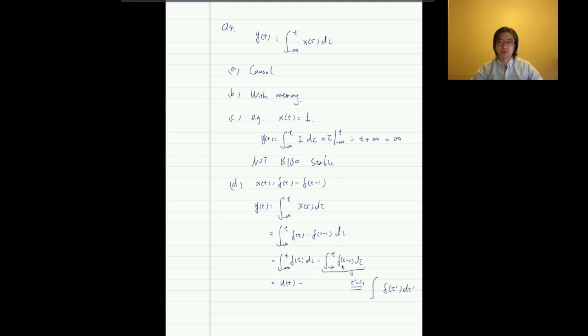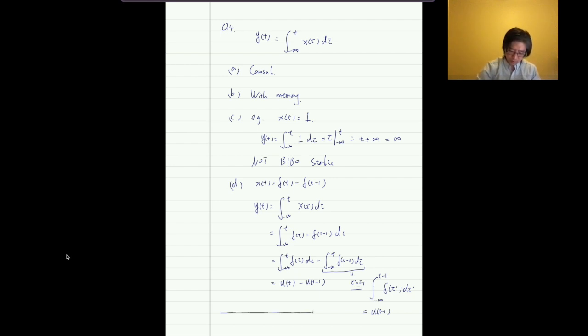Before, tau was from negative infinity to t. So how about tau prime? Tau prime is again from negative infinity. When tau is t, tau prime is basically t minus 1. This equals u(t minus 1). By using this result, what we get here is u(t) minus u(t minus 1). Okay, very good. And now we can sketch it.